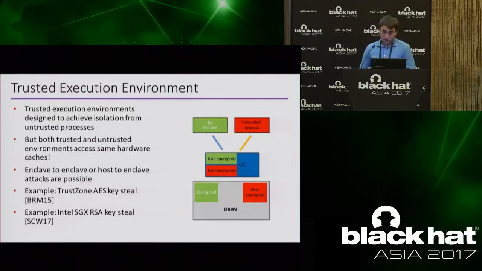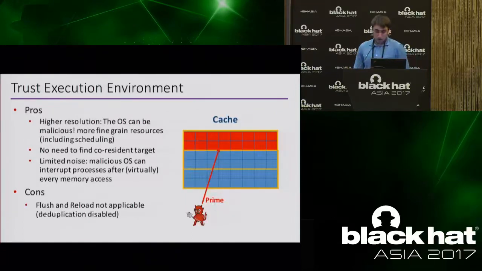And in this case, since we can consider that the operating system is malicious, we can do either enclave-to-enclave attacks or host-to-enclave attacks, right? So we have seen attacks that perform AES and RSA key recoveries across these two scenarios. And I said that this is the most promising scenario for me because we have several advantages. I only see one disadvantage, and it's the fact that a high-resolution attack like flush and reload is not applicable, because deduplication is usually disabled between trusted and untrusted worlds.